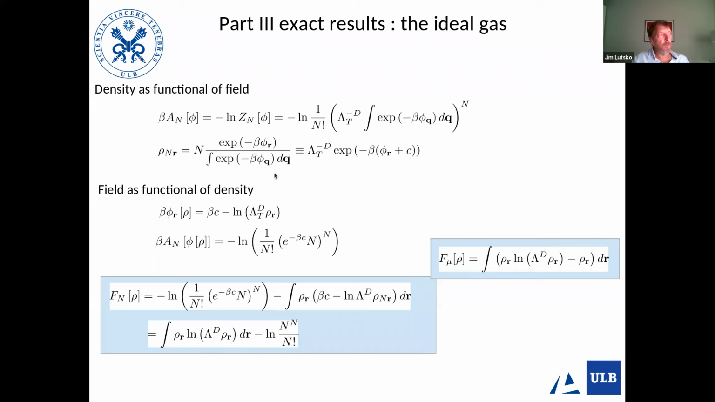So what I'm going to do is write this denominator, which is a constant, and I'm just going to call it C, basically the constant that we had floating around before. And now I invert this, which I can do if I don't care what C is, and I get beta phi is equal to beta C minus this logarithm of the density. And then I put it into my partition function, and I get this expression.